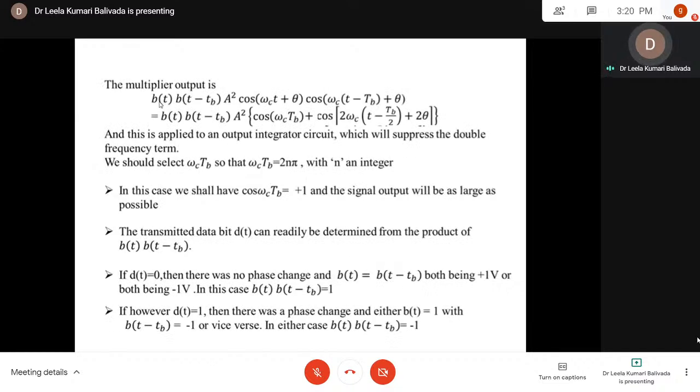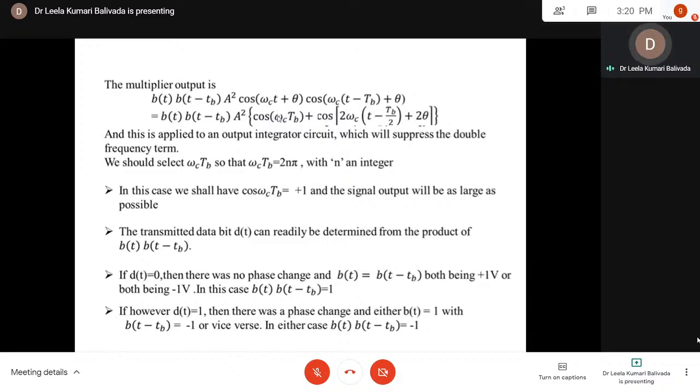Which is given by B of (t minus Tb) A square cos(omega c t plus theta) into cos(omega c (t minus Tb) plus theta). So this is in the form of cos A cos B, which we can represent as cos(A plus B) plus cos(A minus B). So the multiplier output can be written as B of (t minus Tb) A square by 2, cos(omega c Tb) plus cos(2 omega c t minus omega c Tb plus 2 theta), that is, cos(A minus B) plus cos(A plus B).